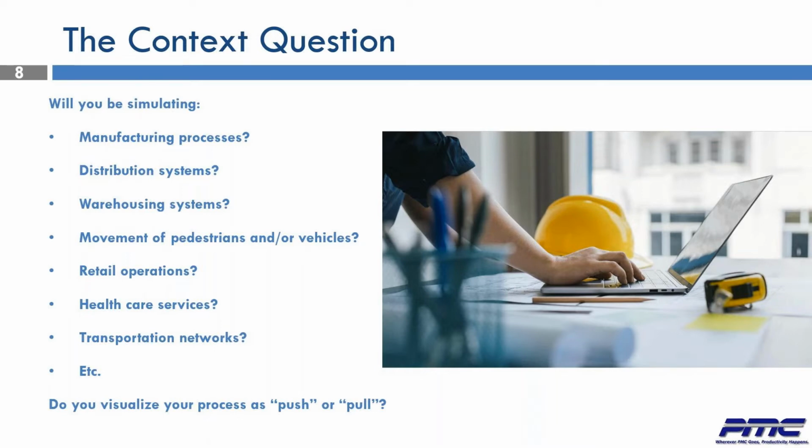Is the process push, that's traditional manufacturing, or pull, such as a restaurant cooks a dish only when a customer has ordered it? That can affect the choice of simulation software, because some software is better at one, some software is better at the other.